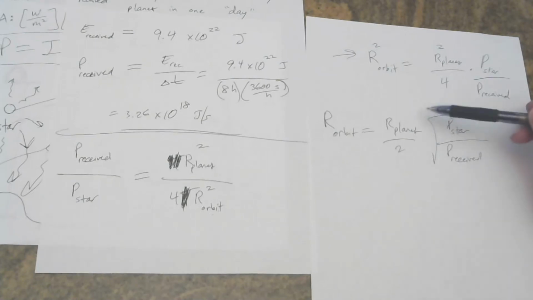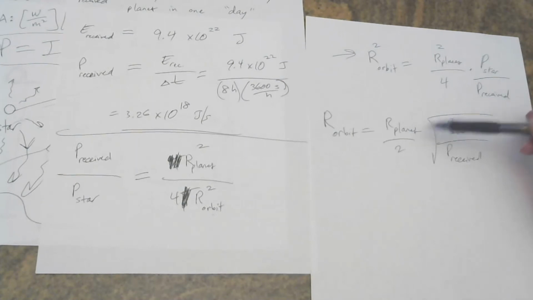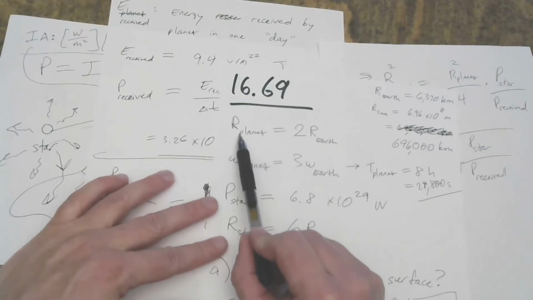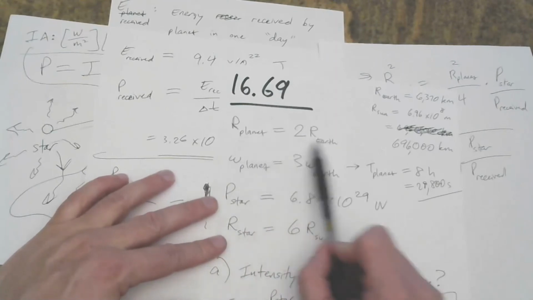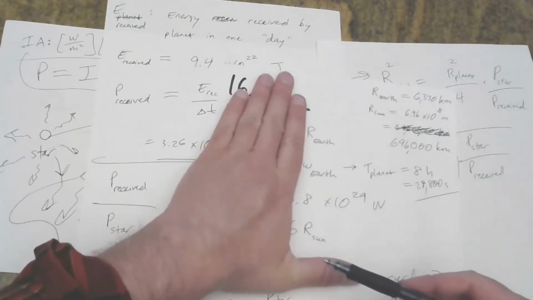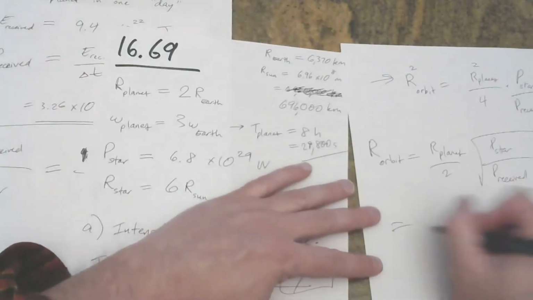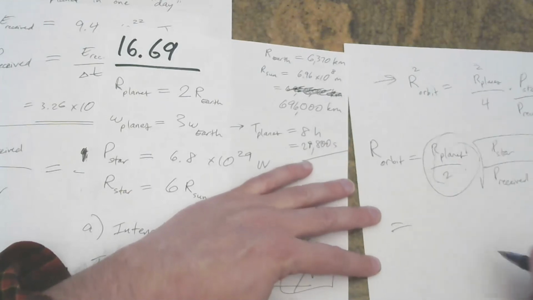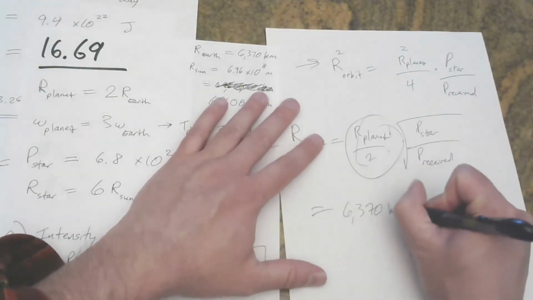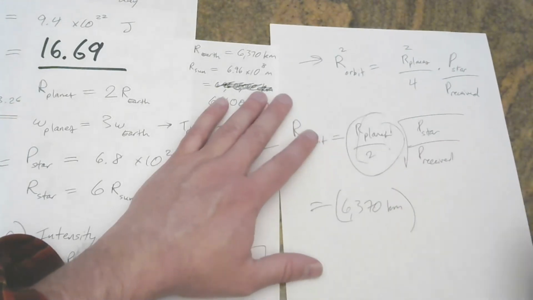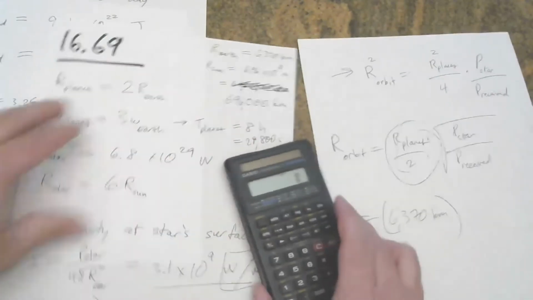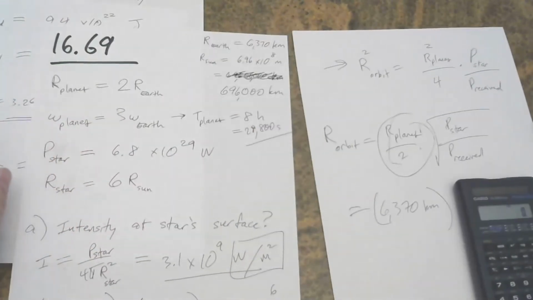Okay, rather than actually plug in R planet and divide by 2, we could just recognize, remember we were told that the planet's radius is double the Earth's radius. So half of the planet's radius would just be equal to the Earth's radius. So this number right here is 6,370 kilometers. I'll leave it in kilometers for now. And I'll go ahead and just compute this all at once on my calculator.